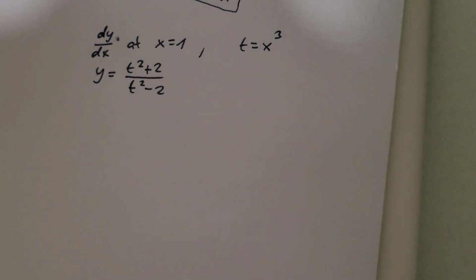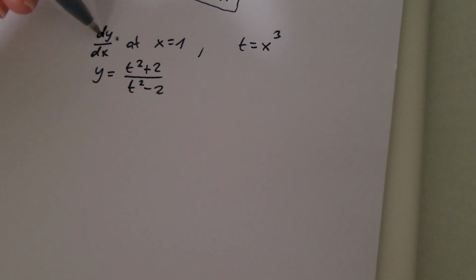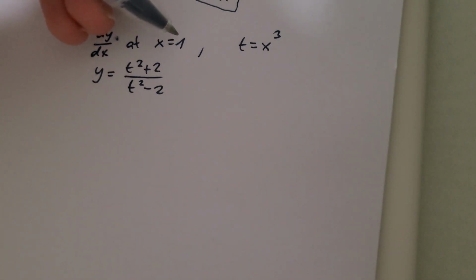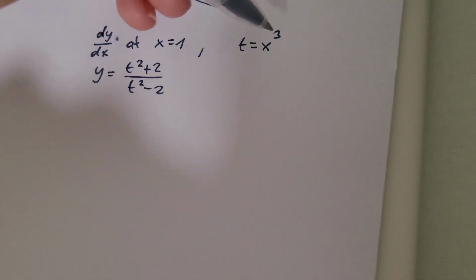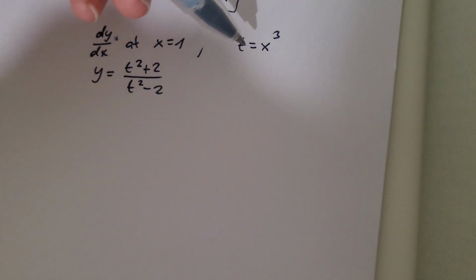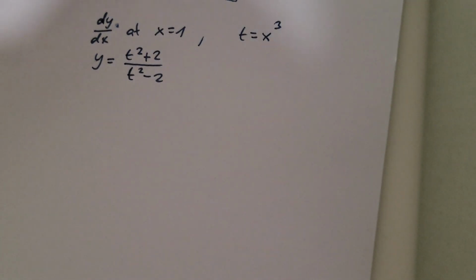All right, so here we have another problem. We are trying to find the derivative of y with respect to x, so treating x as the variable, at x is equal to 1 of this. But when we look at this, we see we have t here and not x. But of course, t is defined for us as t is equal to x cubed.